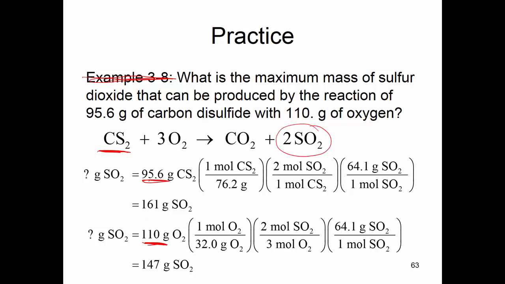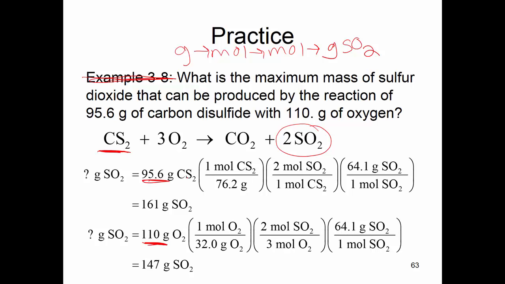So what we can do is convert from grams to moles to moles to grams. We take what we're given, we convert to moles of it, then we do a mole to mole ratio, and then we go to grams of SO2. So this is grams to moles to moles to grams.